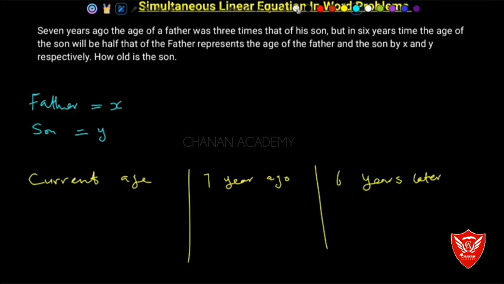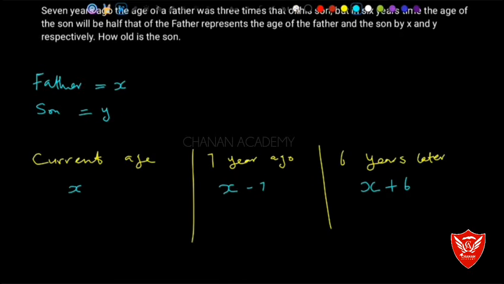We were told that the current age of the father is x, so we say x. Now, if the father is x years today, 7 years ago, he will be x minus 7. And in 6 years, he will be x plus 6. Okay, hope you understand that. And then, if the son is y years today, which is y, 7 years ago, he will be y minus 7. And in 6 years, it is going to be y plus 6.